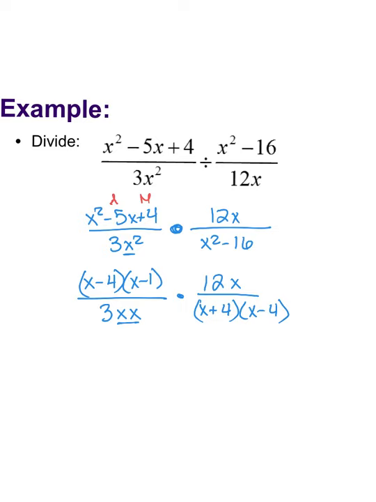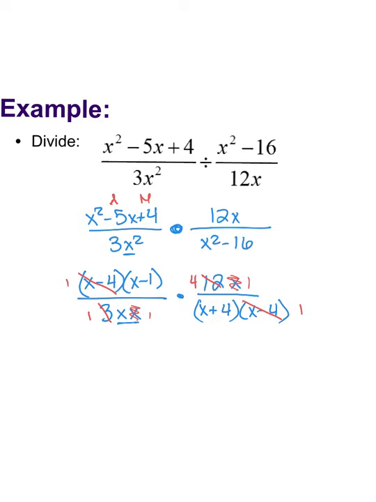Once I've factored everything, I have to reduce. Here's an x minus 4, and there's an x minus 4. I'm going to get rid of one of these x's and one of those x's. I can reduce 3 and 12. And now nothing else reduces, so I'm going to multiply across.